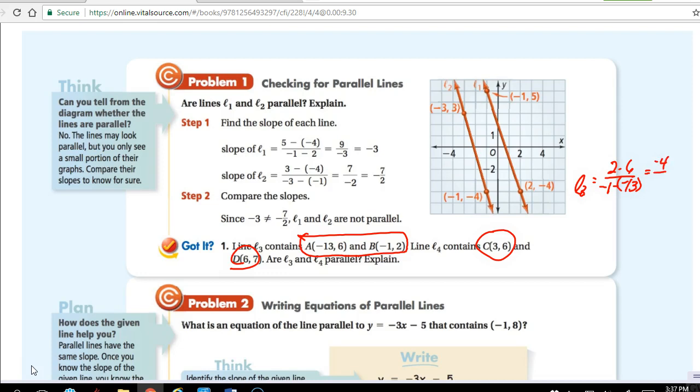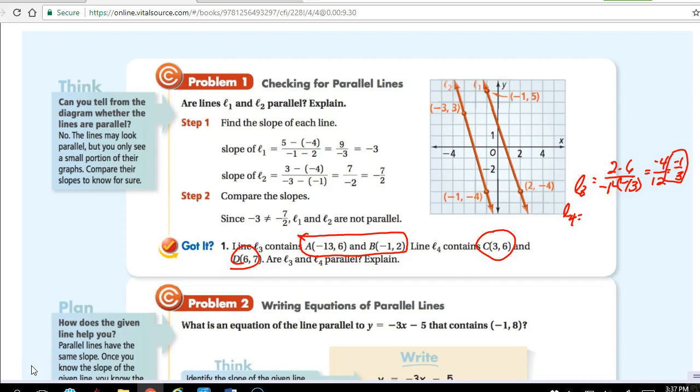over negative 1 minus a negative 13 actually turns into a plus. And so that ends up being 12 there. And negative 4 over 12 reduces down to negative 1/3. Okay, so that's the slope of line 3.